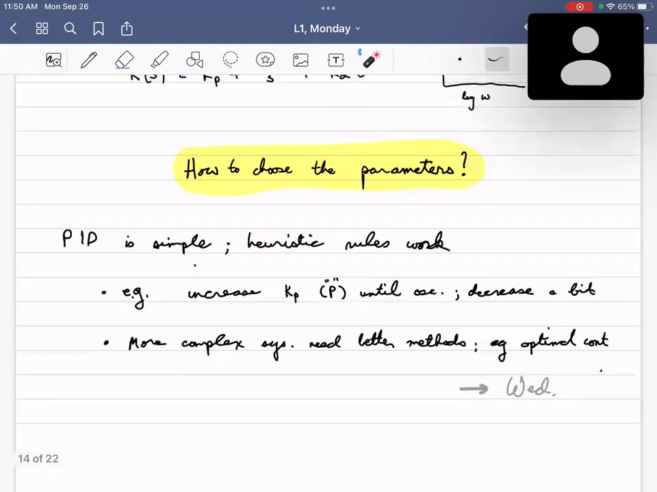So this PID control is simple, but now we have three parameters: proportional gain, integral gain, and differential gain. How do you choose the values? Well, PID control is simple enough that you can more or less do this intuitively, and there are some heuristic rules. But when you get to more complicated kinds of controllers, you have more parameters to tune, and you need something more systematic. One method is called optimal control, and I hope on Wednesday we'll get to that.